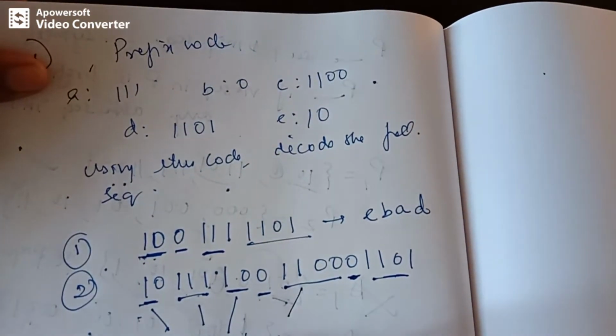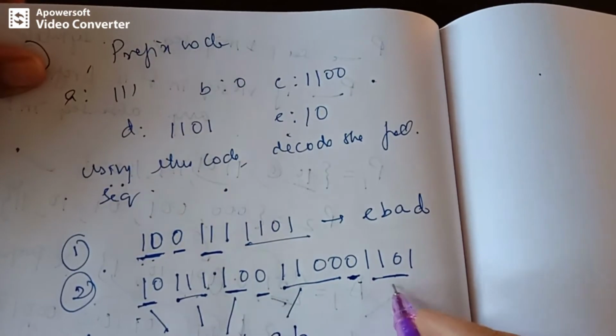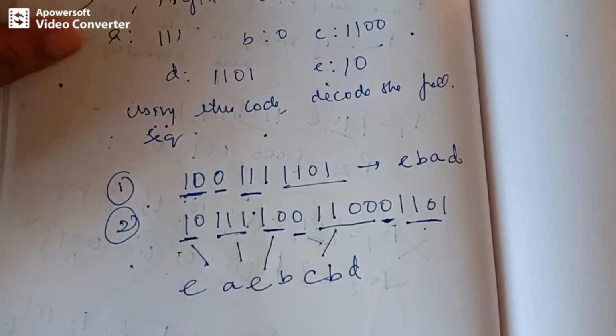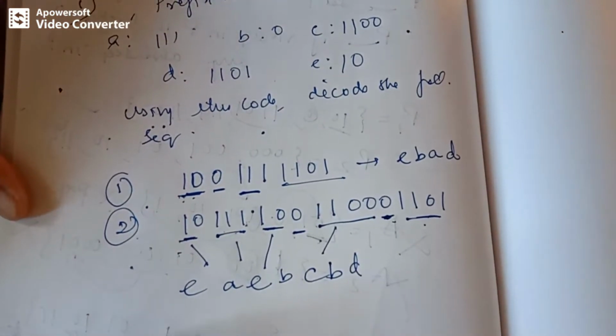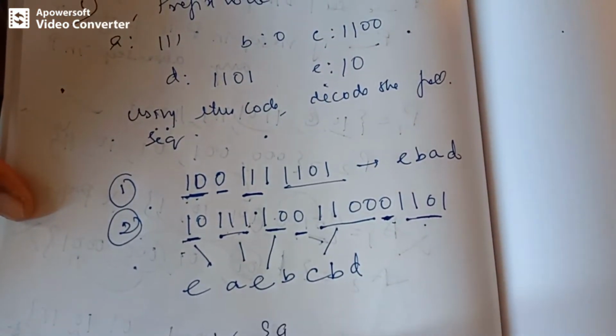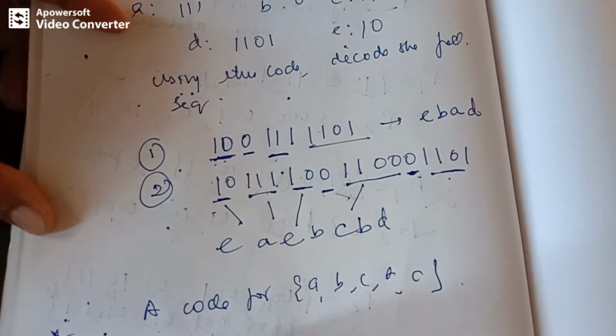Then this is C. This is again B, and this is D. So this is the decoded form. Let's see the next question. The code will be given for A, B, C, D, E. And it is given for each of the alphabets.